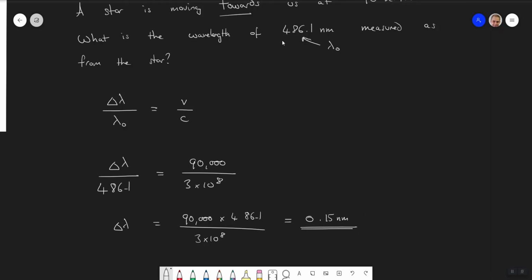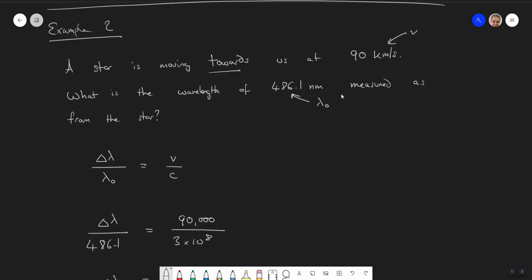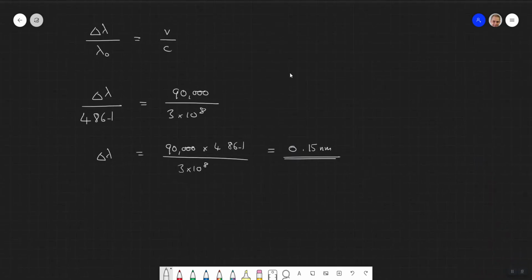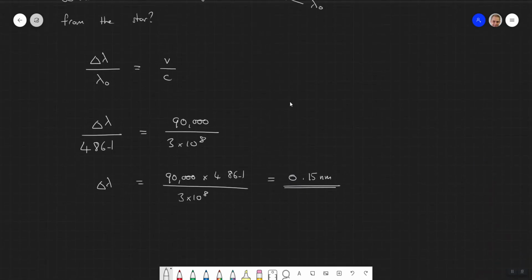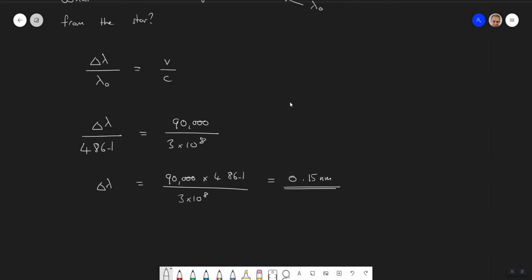Now I have to give a little bit of consideration to the final bit. I've been told it's moving towards us. That means it's going to be blue shifted, which means that my wavelength is going to be smaller, because it's coming towards us.